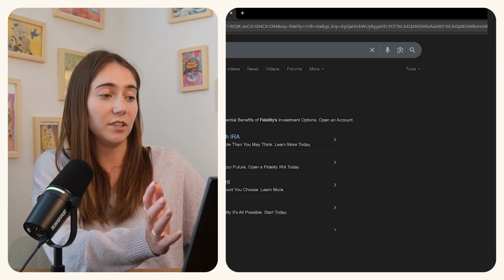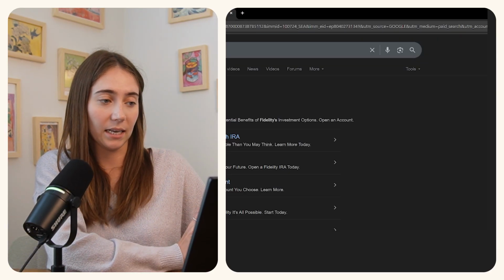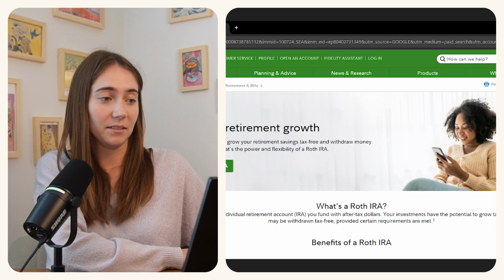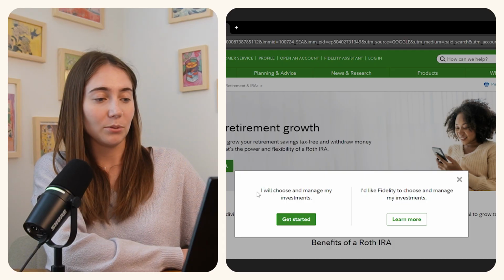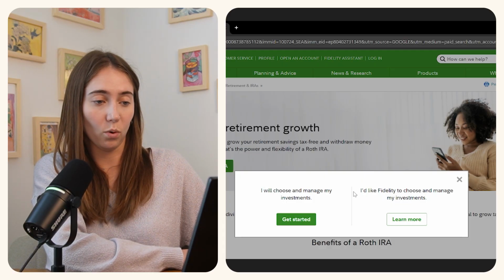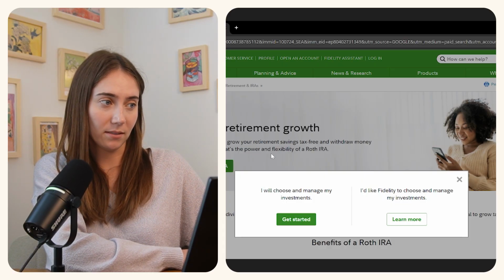I'm just going to Google Fidelity Roth IRA and I'm going to click in, and it's going to be the first one because they pay a lot of money and they want you to open accounts. So they pay for SEO. Then I have the option to choose and manage my own investments or have Fidelity choose and manage my investments. So I don't really know.